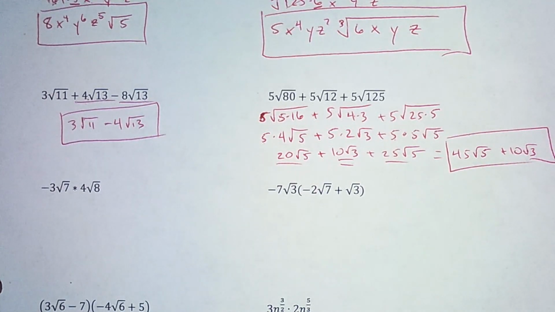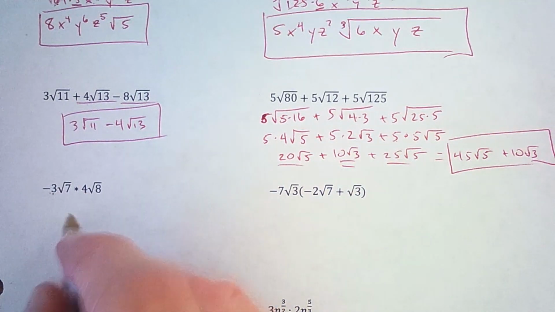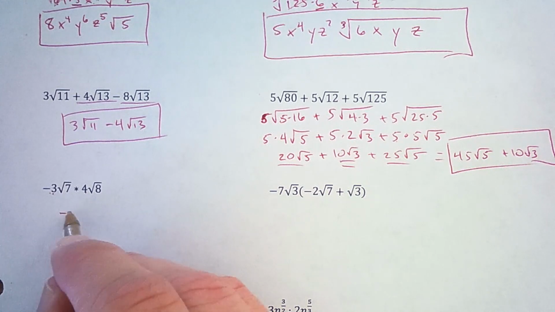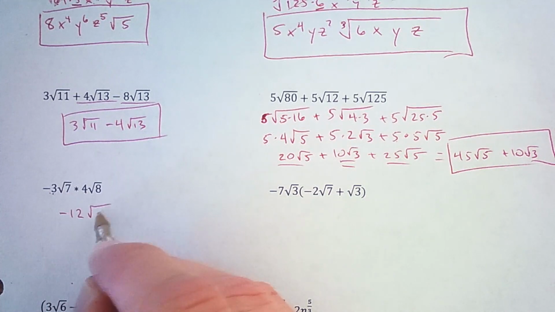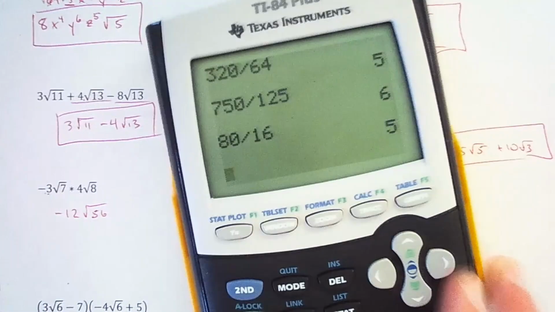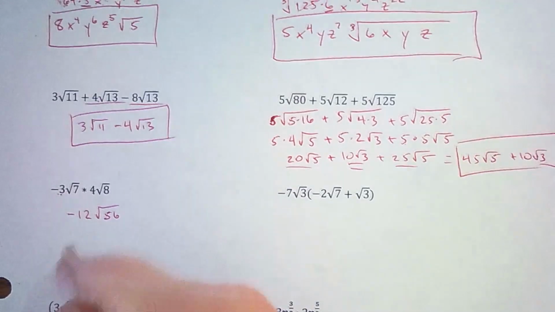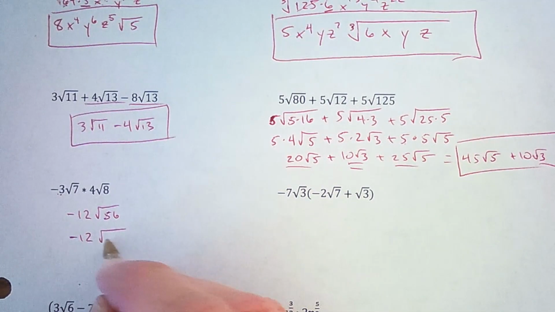Next, I'm going to multiply with radicals. I can multiply the coefficients. Negative 3 times 4 is negative 12. 7 times 8 is 56. So I have to decide if any square numbers go into 56, and I think 4 does. 56 divided by 4 is 14. So that's negative 12 times the square root of 4 times 14.